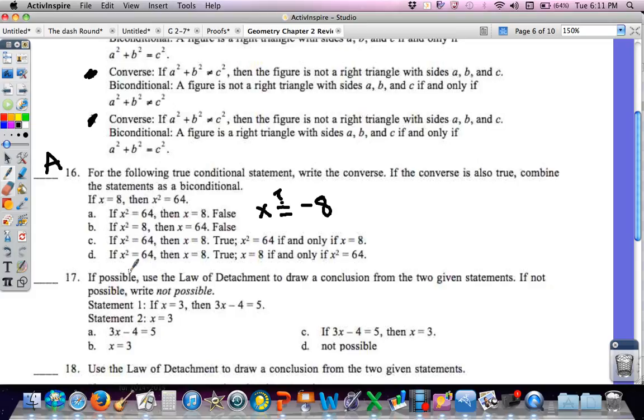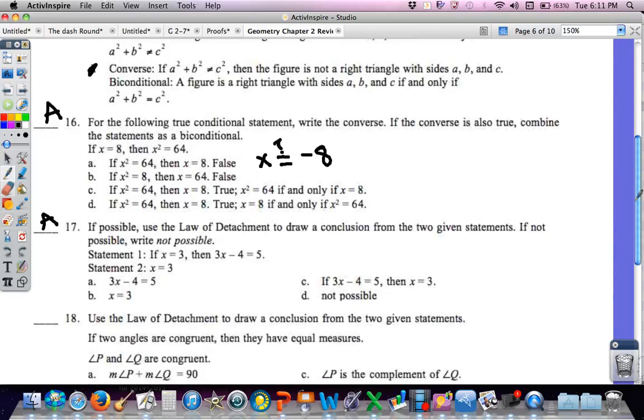Number 17, if possible, use the law of detachment to write a conclusion. So if x is equal to 3, then 3x minus 4 is equal to 5. Since x is equal to 3, then we are just stating the obvious: 3x minus 4 is equal to 5.